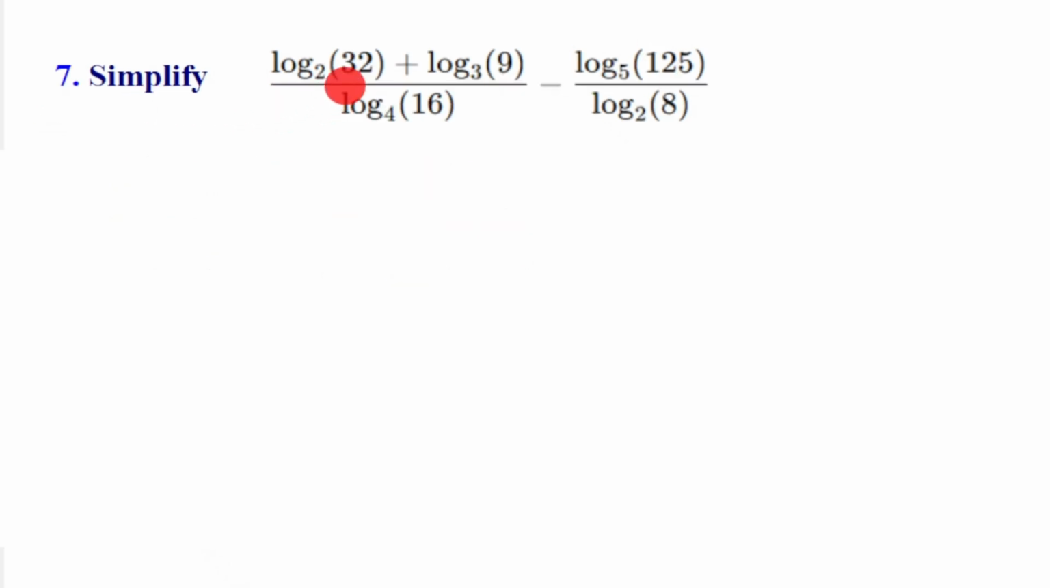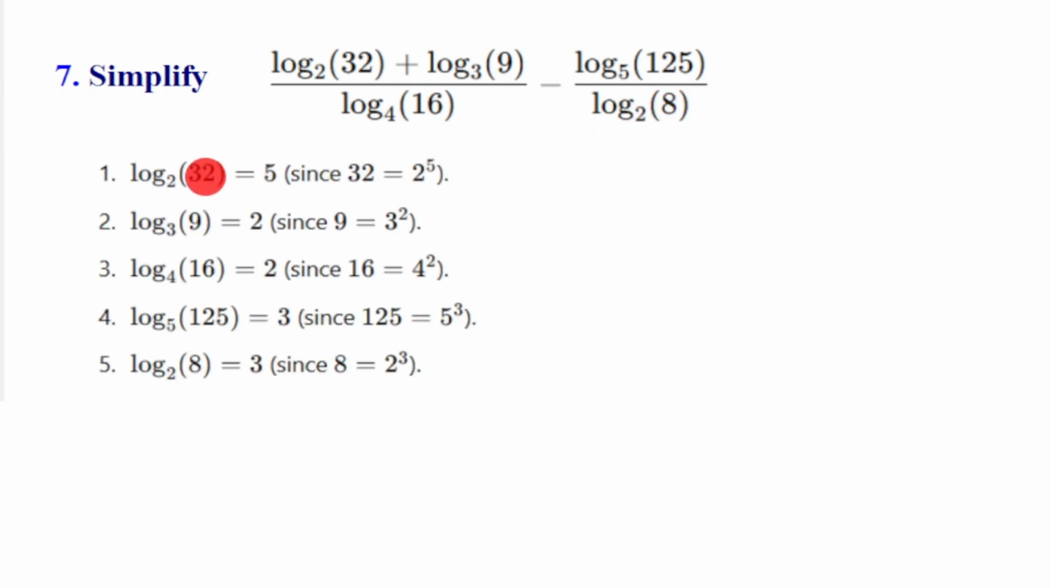7. Simplify log base 2 of 32 plus log base 3 of 9 over log base 4 of 16 minus log base 5 of 125 over log base 2 of 8. Log base 2 of 32 is equal to 5, since 32 is 2 to the power of 5. Log base 3 of 9 is equal to 2, since 9 is 3 to the power of 2. Log base 4 of 16 is equal to 2, since 16 is equal to 4 to the power of 2. Log base 5 of 125 equals 3, since 125 is equal to 5 to the power of 3. Log base 2 of 8 is equal to 3, since 8 is 2 to the power of 3.